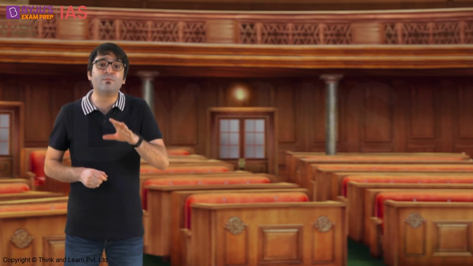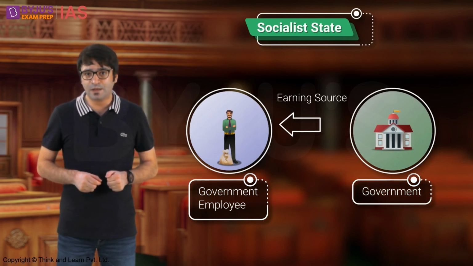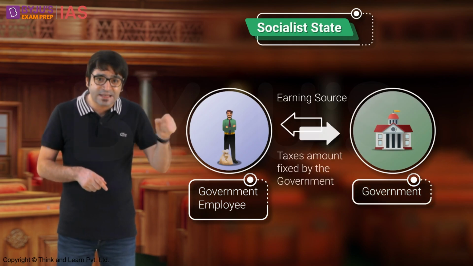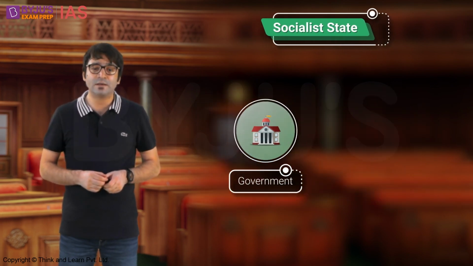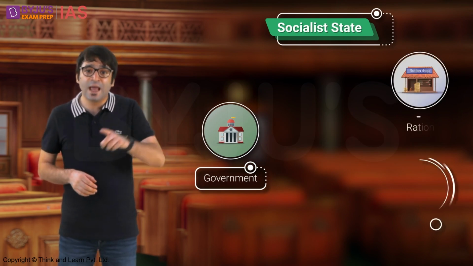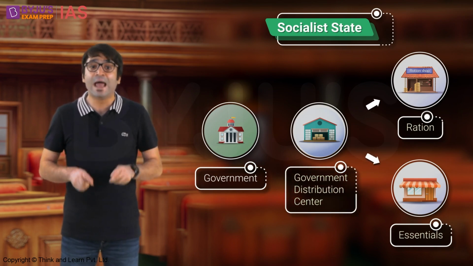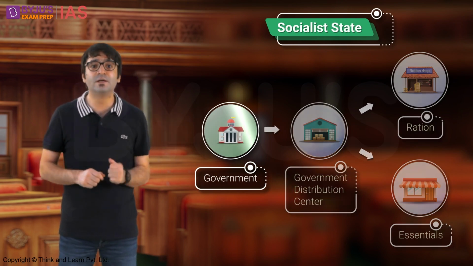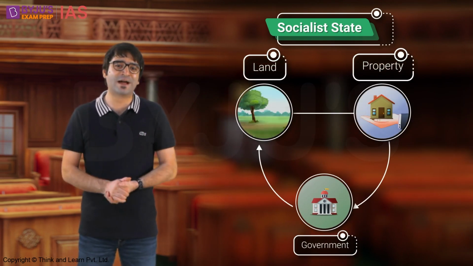Let me elaborate with the help of an example. Consider yourself to be living in a purely socialist state. The chances are that you might be a government employee, earning wages fixed by the government. If your income is taxed, the extent of taxes to your disposable income might be fixed by the government. It is highly likely that your rations and other essentials might be delivered from a government distribution center at prices fixed by the government. You might own no land or property, as it is all owned by the government.